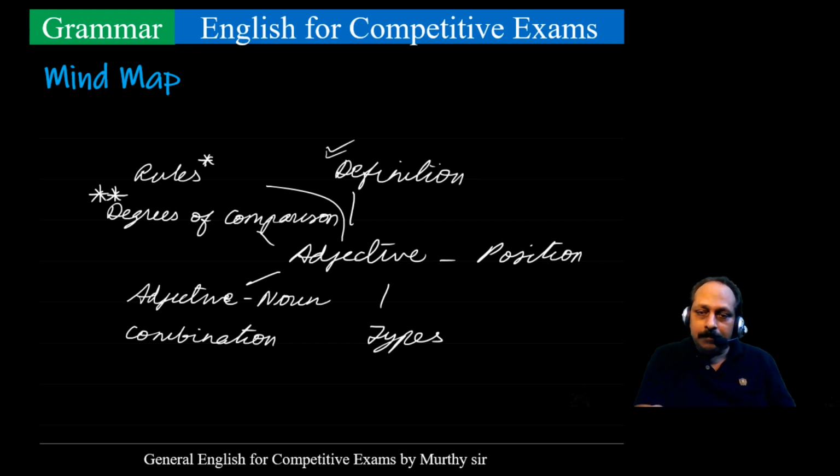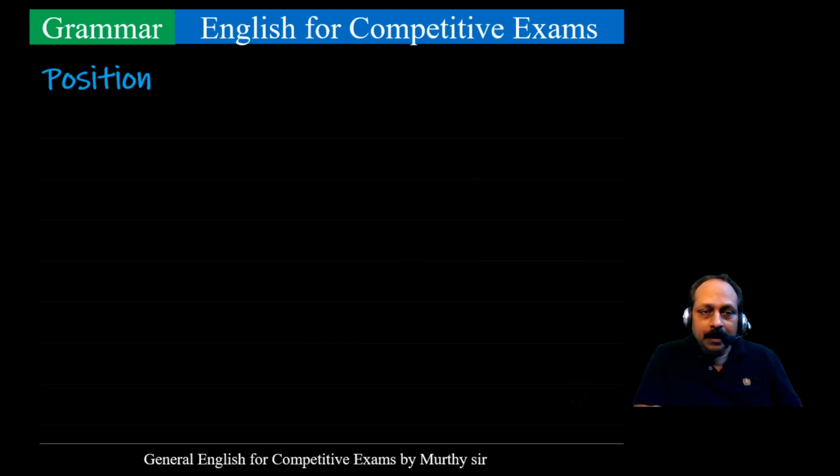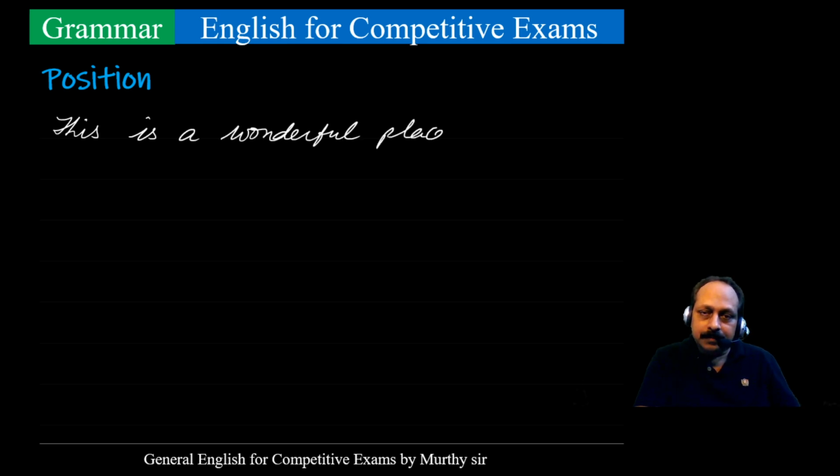Now, you have already got the definition. Let us go to position. As I said, generally adjectives come before nouns. For example, this is a wonderful place. Place is a noun, and wonderful is describing place, which is a noun. What is the word wonderful? It is an adjective.